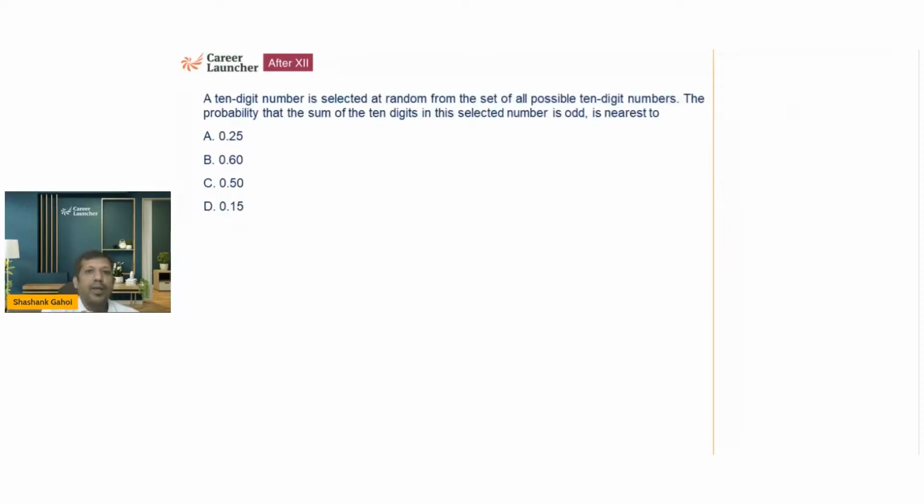Now, a 10-digit number is selected at random from the set of all possible 10-digit numbers. What is the probability that the sum of the digits of the number selected is odd, nearest to? Basically, there are going to be four cases. Generally, we talk about four cases. We have even plus even, that is even. When we talk about even plus odd, that's odd.